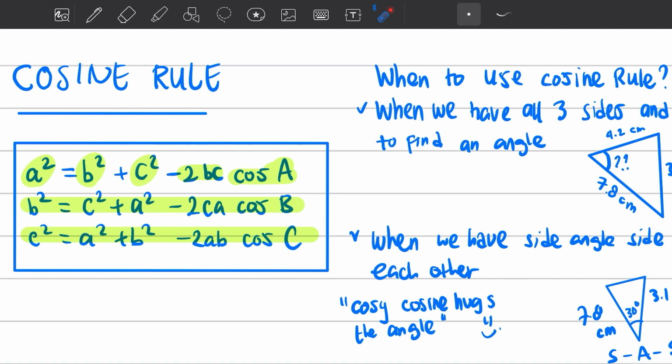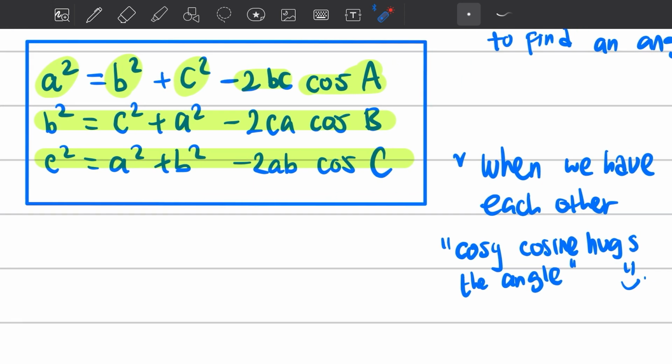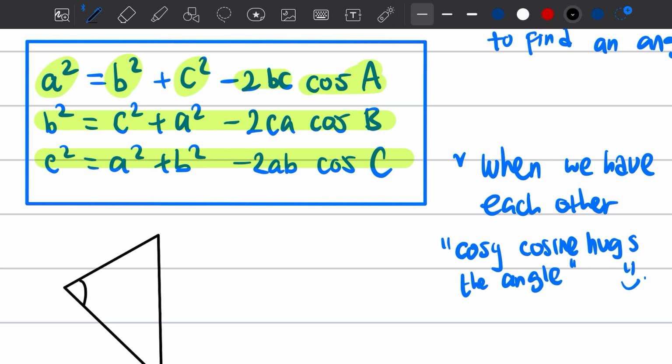But if you look at the formula, there is a pattern. Let's look at the pattern so you can use it easily. Let's say I have a triangle. And then let's label the angles A, B, and C. And then the side that is opposite to A, we have side a, side b, and side c. Each side has to be opposite to its angle.